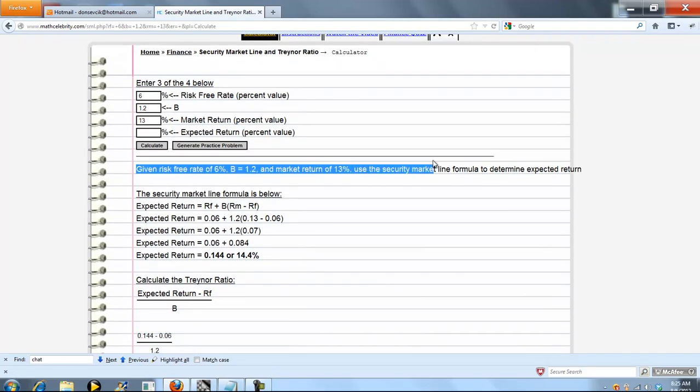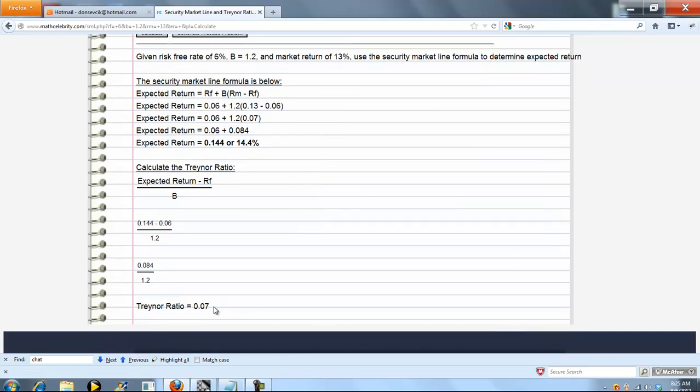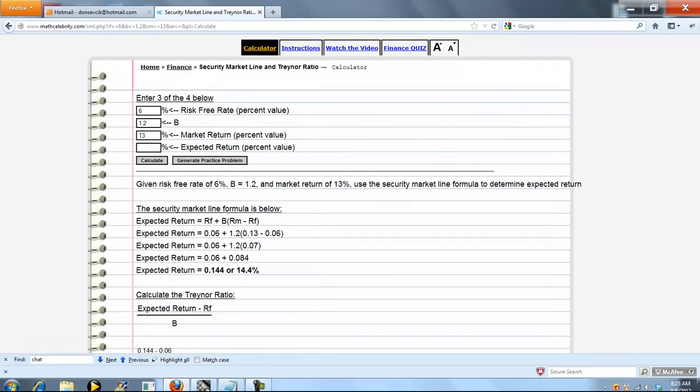So let's state your problem, and we want to determine expected return. Here's the standard security market line formula. Plug in our numbers, and we get our expected return. No matter what we're solving for, we always do the Treynor ratio at the bottom as well, kind of like an extra credit portion, because sometimes that's also asked for in security market line questions.